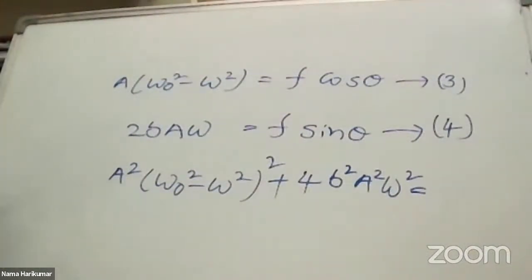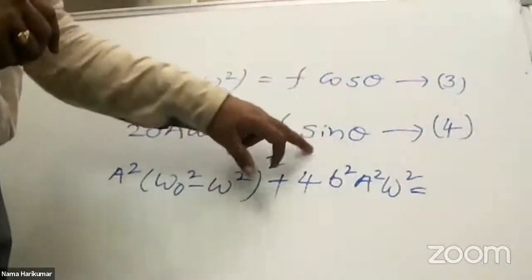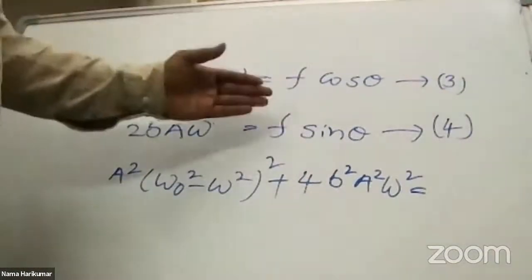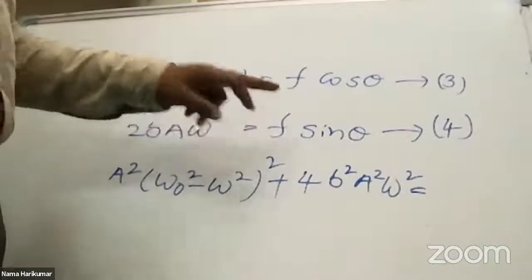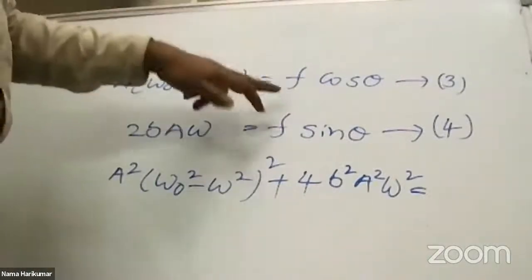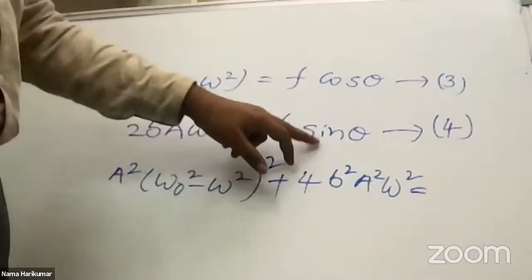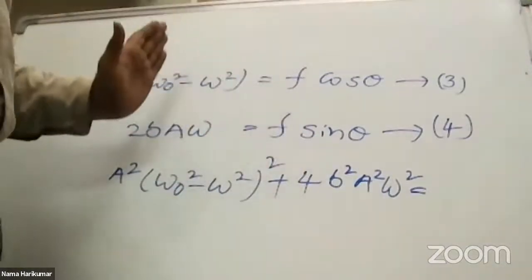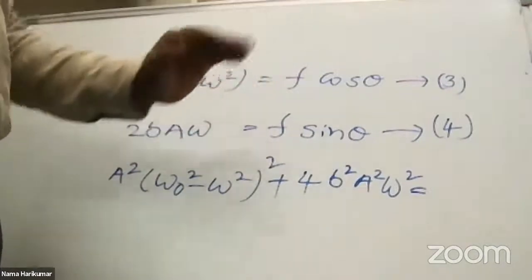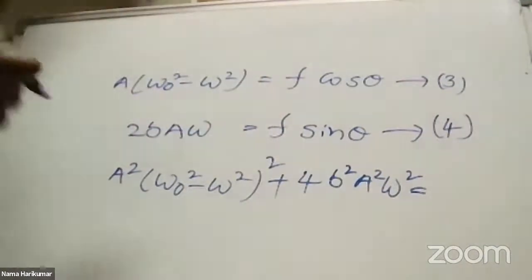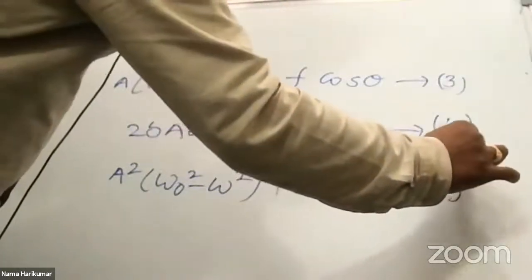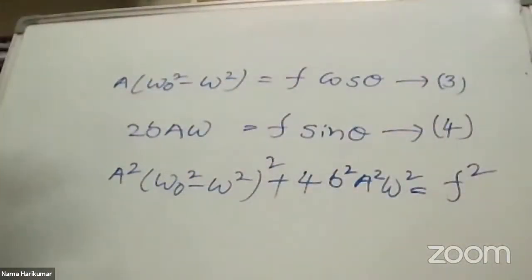Next, on the RHS side, we have f cos theta and f sin theta. In terms of squares, it is f square cos square theta plus f square sin square theta. Here f square is common, leaving sin square theta plus cos square theta, whose value is 1. Finally, on the RHS side, f square remains.